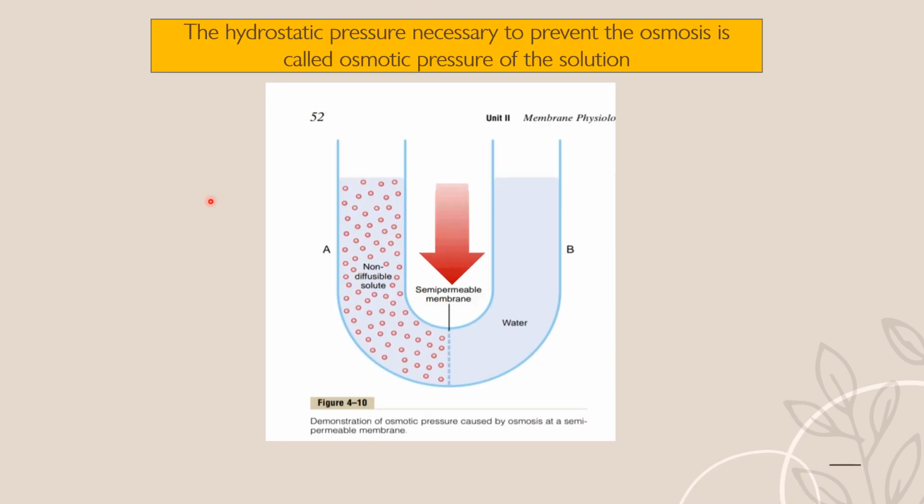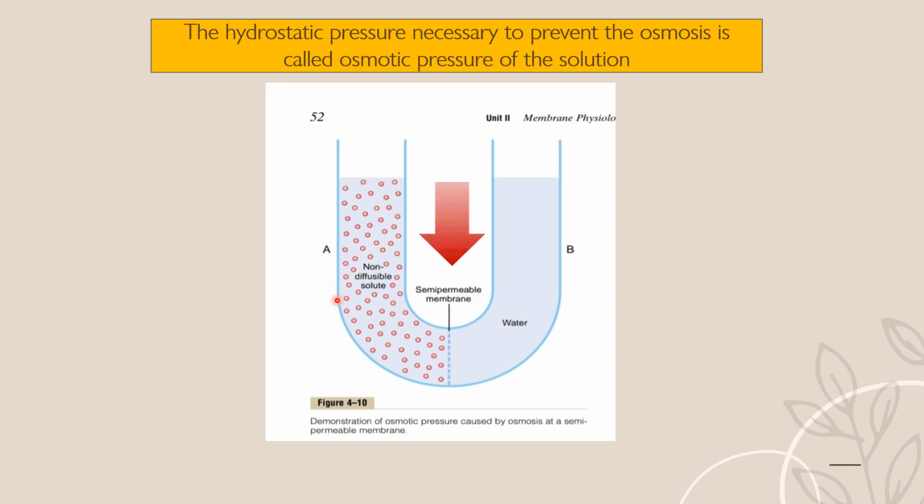Now the tendency of the solvent particle for movement to a region of greater solute concentration. So to the region of greater solute concentration, in this direction the movement is happening. The solvent is greater here, so it will move to this direction. Now this can be prevented. The movement of this solvent can be prevented by applying pressure to the more concentrated solution.